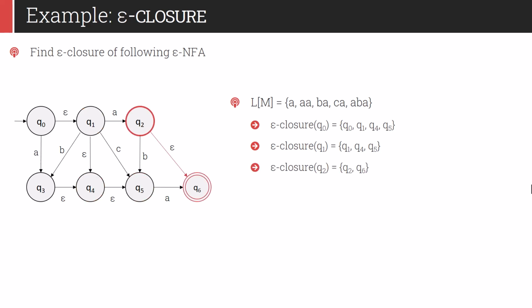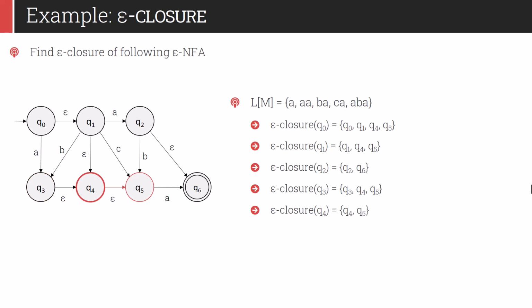In a similar way, the epsilon closure of Q2 would be state Q2 plus Q6. Epsilon closure of Q3 would be Q3. By reading epsilon, we are moving to Q4, and by reading epsilon we can go to Q5. So these three states will be in epsilon closure of Q3.